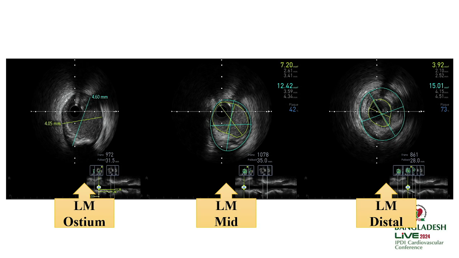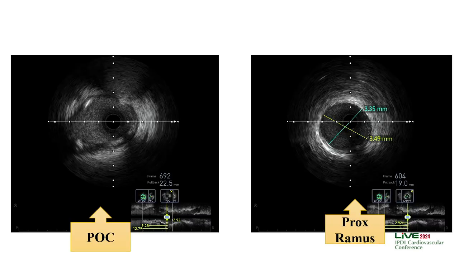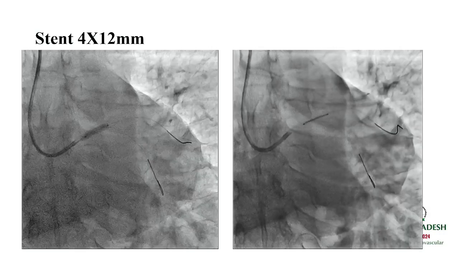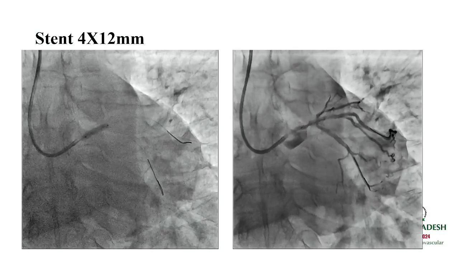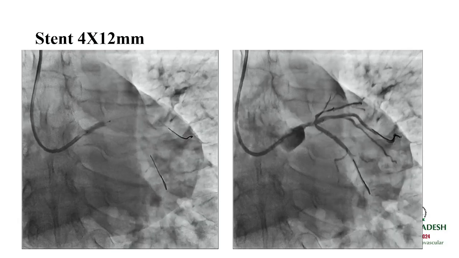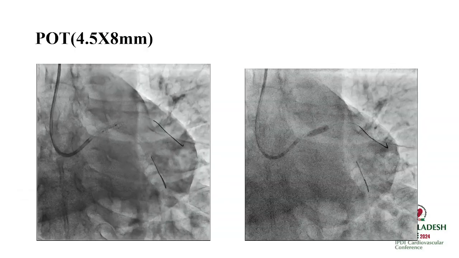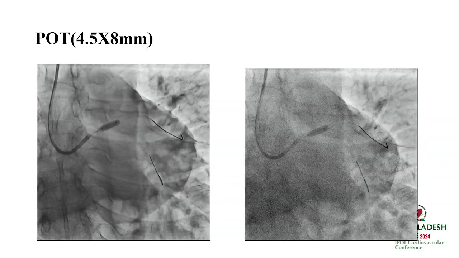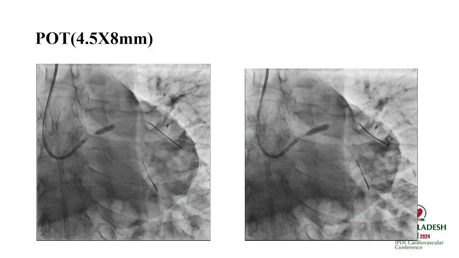This is the left main ostium, left main mid, and left main distal. Distal has critical disease with a significant plaque burden, that is 73%. This is the point of confluence, and the proximal ramus is totally free of disease. So we put a 4 by 12 stent from left main to ramus. We did POT with a 4.5 by 8 balloon.